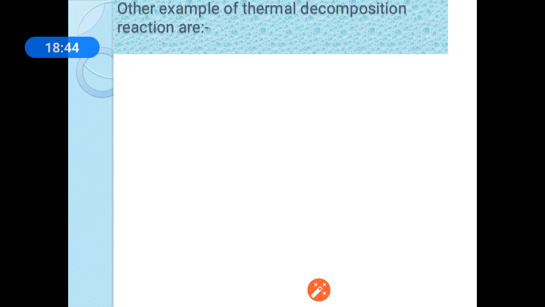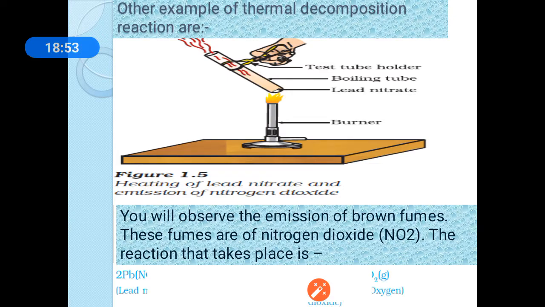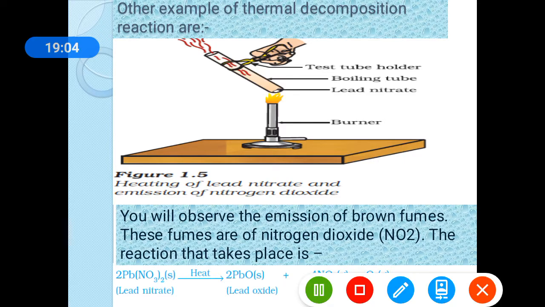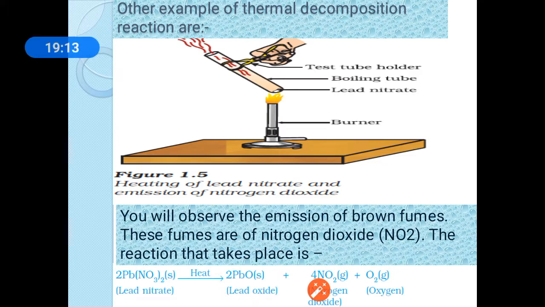Other examples of decomposition reactions: heating of lead nitrate, as we took the example of ferrous sulfate. Similarly, lead nitrate has the formula Pb(NO3)2. In the presence of heat, that will give PbO, lead oxide, plus nitrogen dioxide gas plus oxygen gas. So here also you can see that lead nitrate decomposes in the presence of heat. That's why this is also an example of a thermal decomposition reaction.